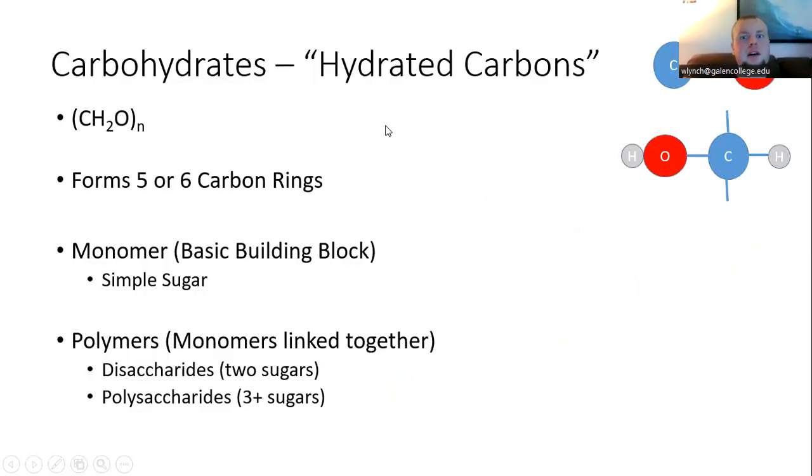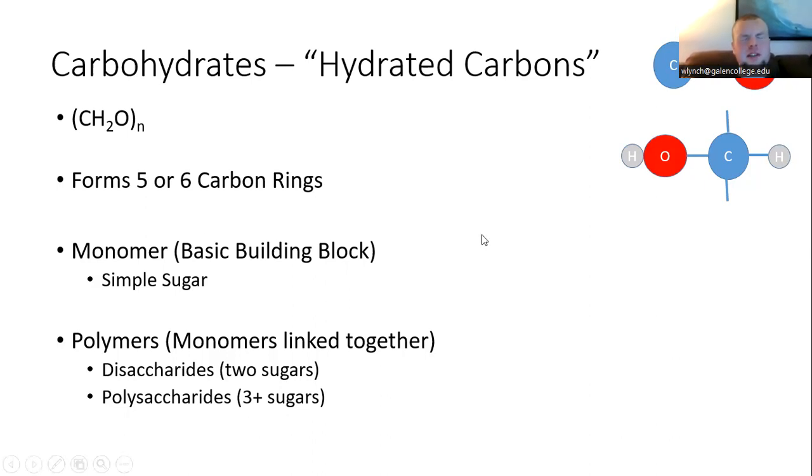Carbohydrates are named because they are hydrated carbons, meaning that we have water associated with a carbon. That makes sense because we have the affinity for water so tightly built in with carbohydrates. So we have a standard 5 or 6 carbon ring. We have a hexose sugar in glucose, hexose meaning 6, so we have a 6 carbon ring there.